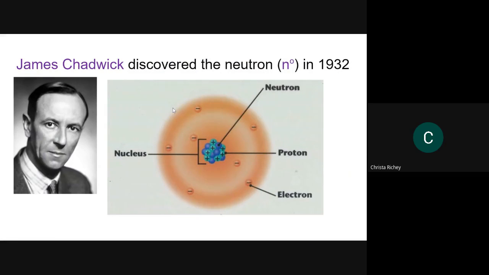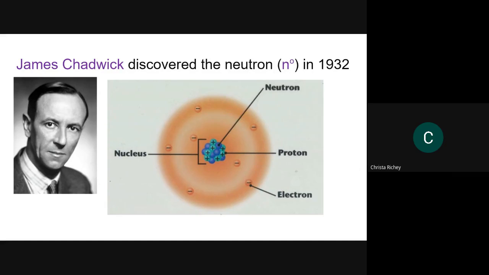James Chadwick, I'm going to go forward in time and then go back in time. James Chadwick was a student of Rutherford. And the problem with the neutron is it's neutral. It was really easy to figure out the electron. It was really easy to figure out the proton. This was sort of like the missing glue.